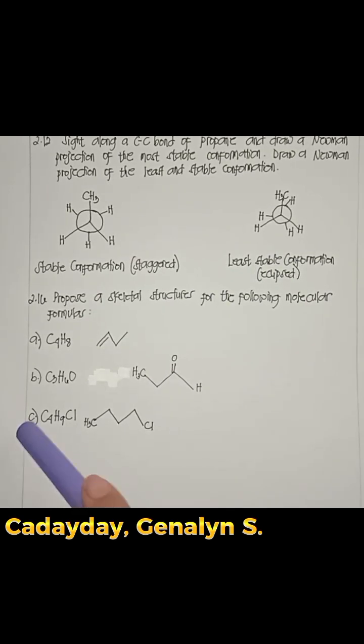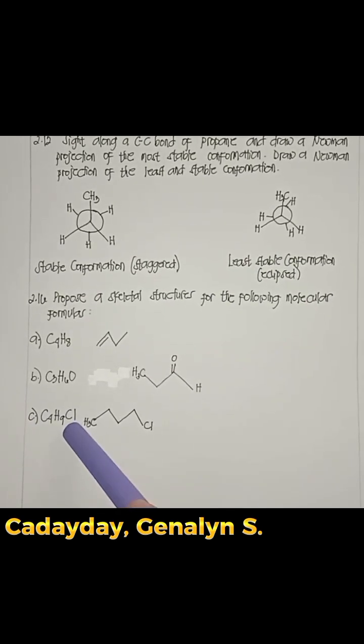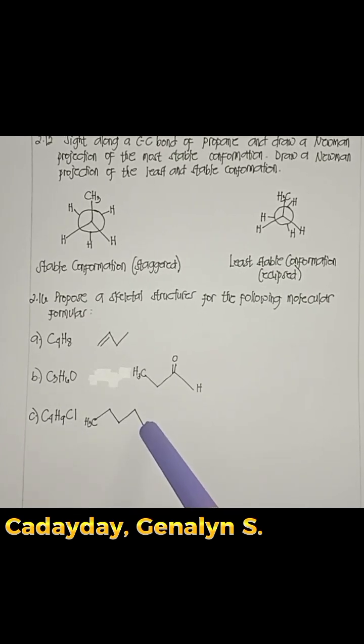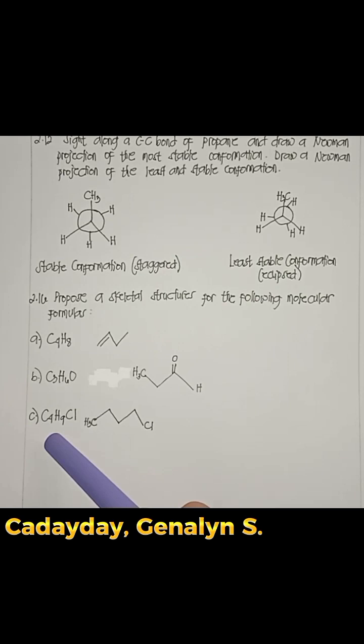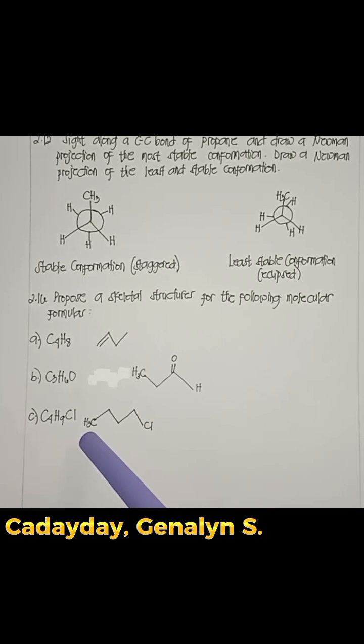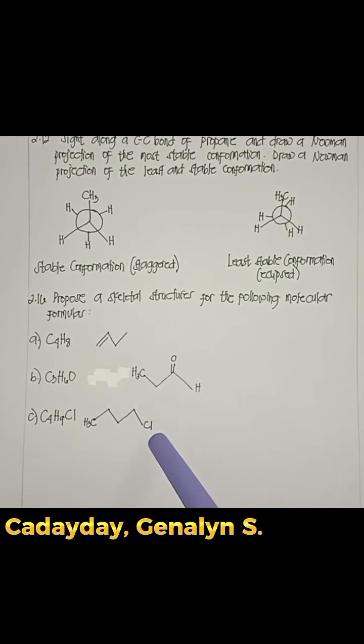Letter C, C4H9Cl. So this is chlorobutane. Carbon, 4 carbons, 1, 2, 3, 4. And we have here a substituent of chlorine.